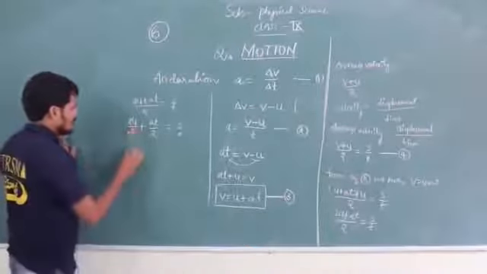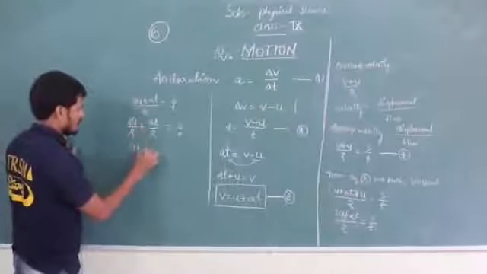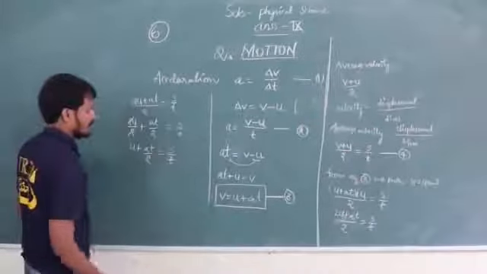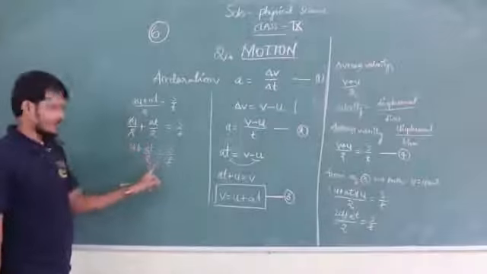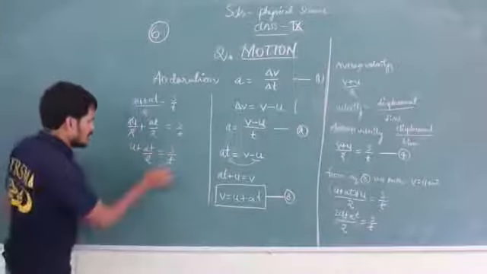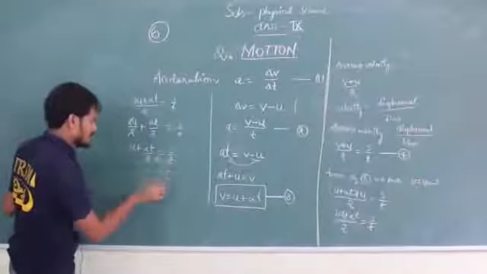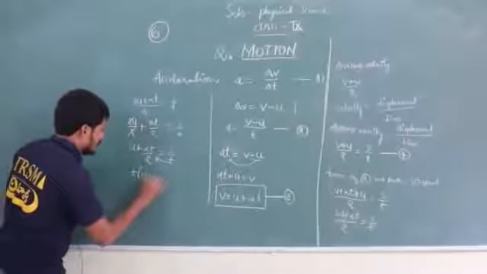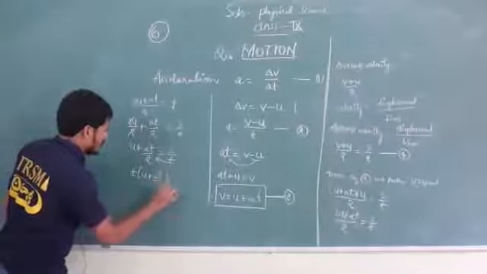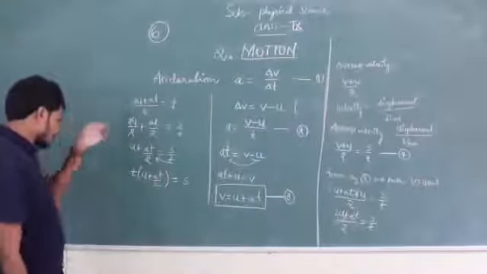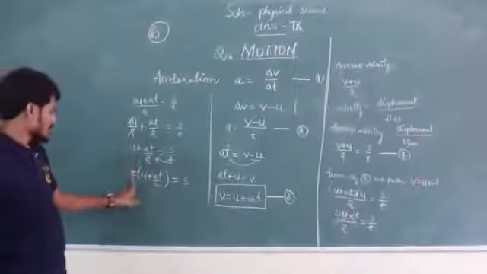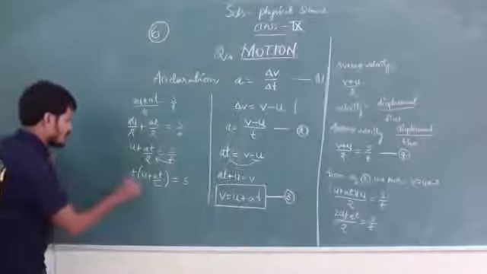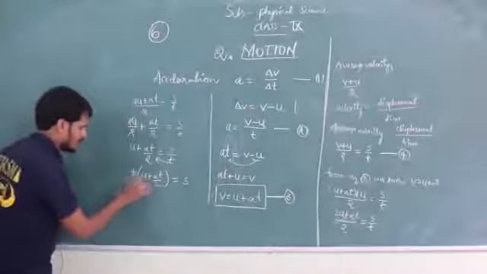What do we get? u plus at by 2 equals s by t. Now multiply t with u plus at by 2, nothing but cross multiplication. So t into (u plus at by 2) equals s. Got it?